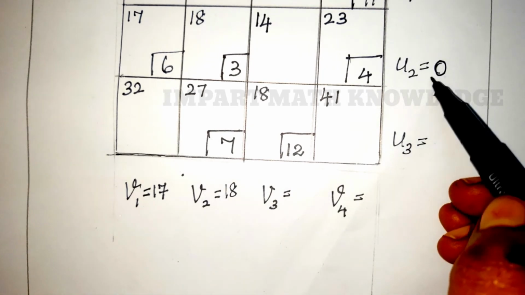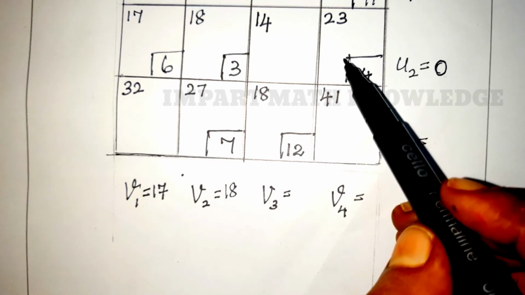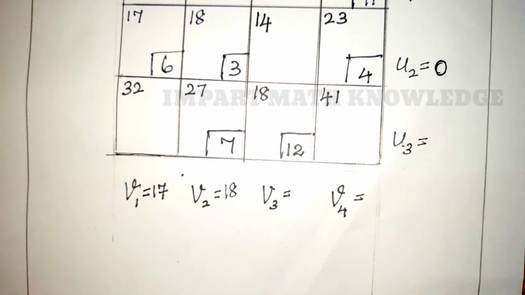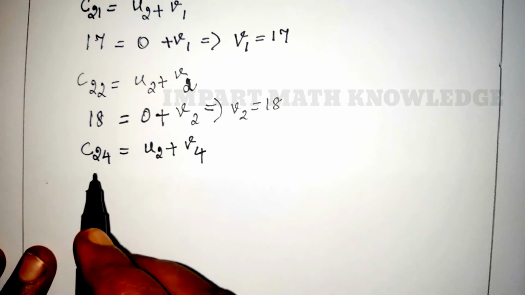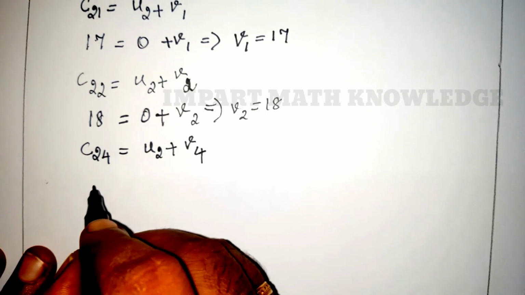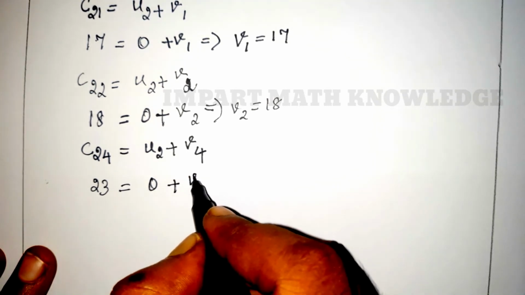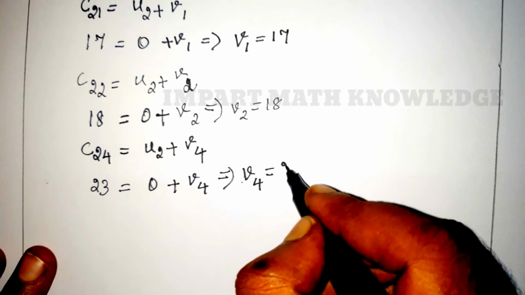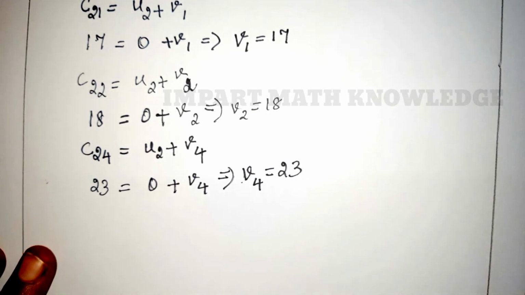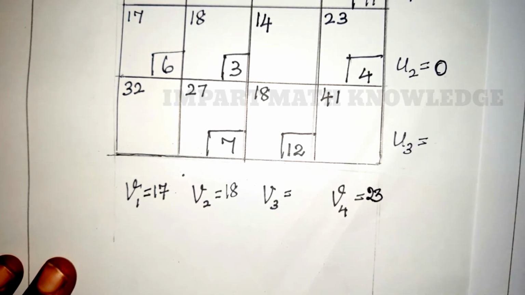Next one, U2 is equal to 0. This is an allocated cell. The cell number is C24. From this we can find V4. C24 is equal to U2 plus V4. The C24 value is 23. U2 value is 0 plus V4. This implies that V4 is equal to 23. Let me write V4 is equal to 23.